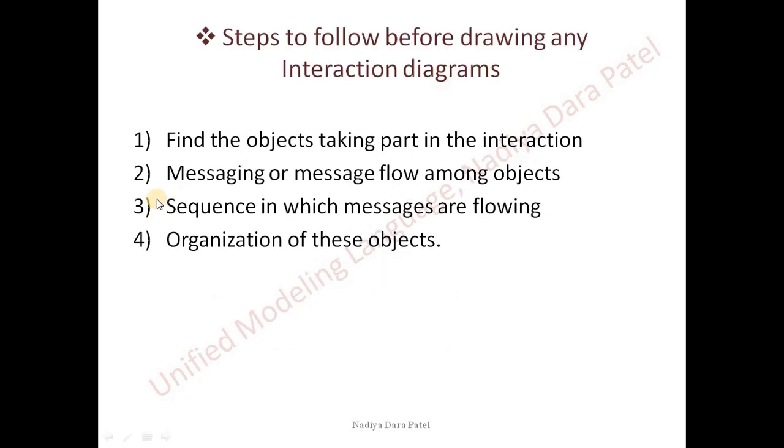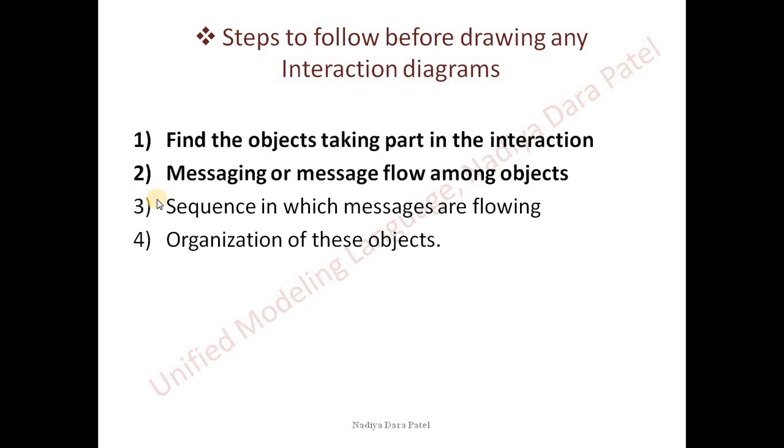Now, what steps should be followed? First, find the objects taking part in the interaction. Then find the flow of messages. Which object is giving the first message and then activating the other message? Find that. Next, give nice numbering. If you're able to do this, this is the best thing to happen, because that becomes very easy for the other person to read. You can number your messages.